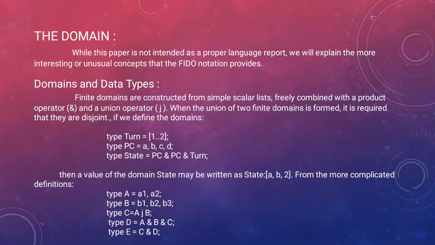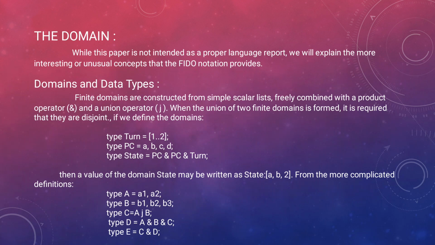The domain. While this paper is not intended as a proper language report, we will explain the more interesting or unusual concepts that the FIDO notation provides. Domains and data types. Finite domains are constructed from simple scalar lists freely combined with a product operator and a union operator. When the union of two finite domains is formed, it is required that they are disjoint.